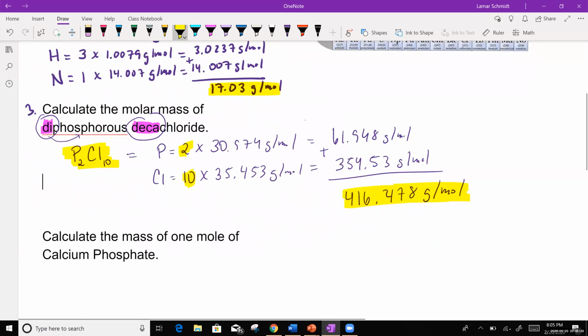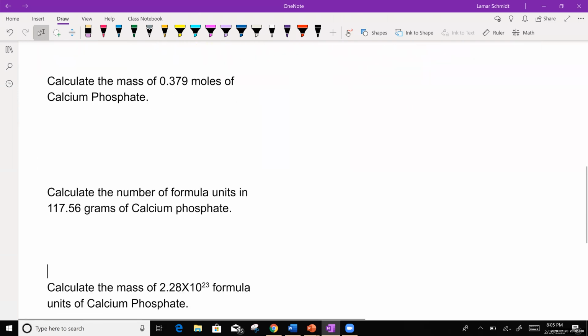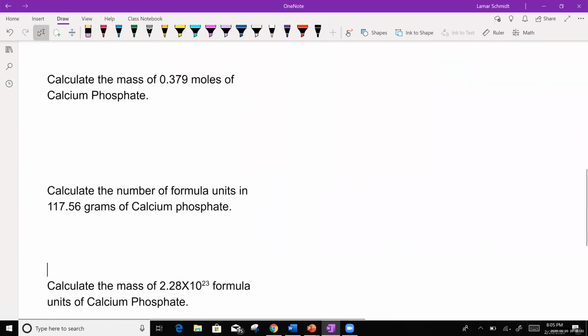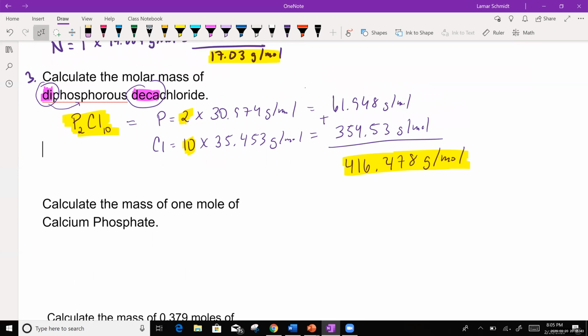All right, and then this next one. Go to the next one. It says calculate the mass of 1 mole of calcium phosphate. And we're going to stay on calcium phosphate for a long time because some of our other calculations are going to involve using the molar mass here. But notice this says calculate the mass of 1 mole. Notice the other problem said calculate the molar mass.